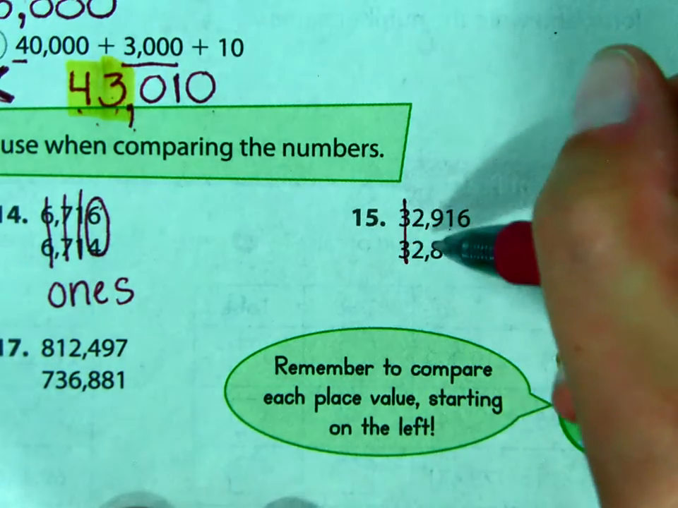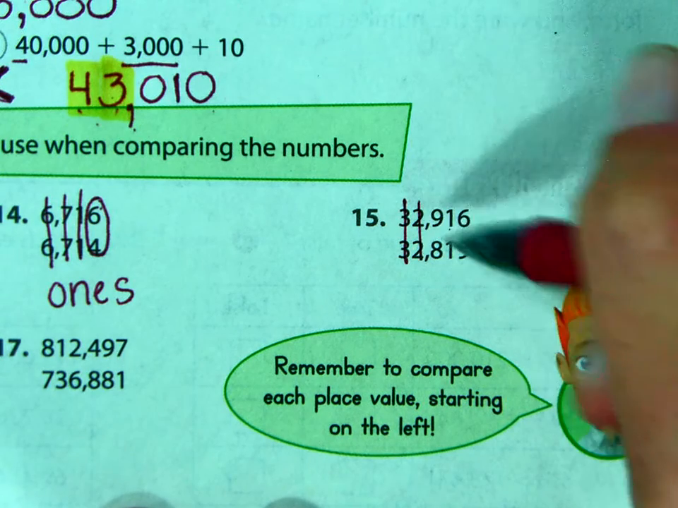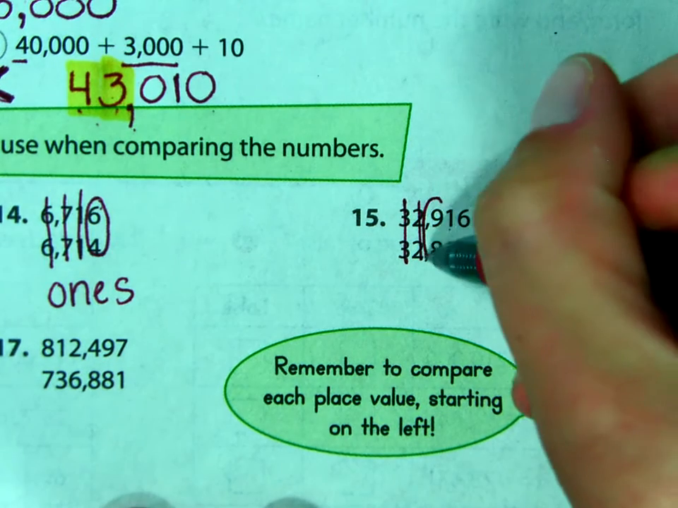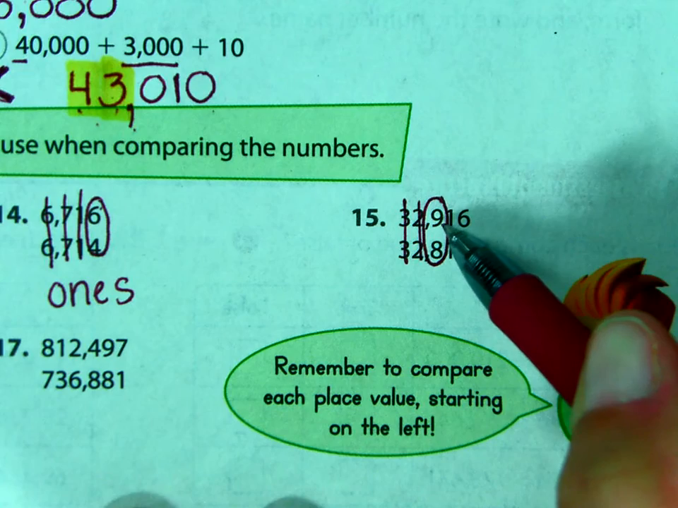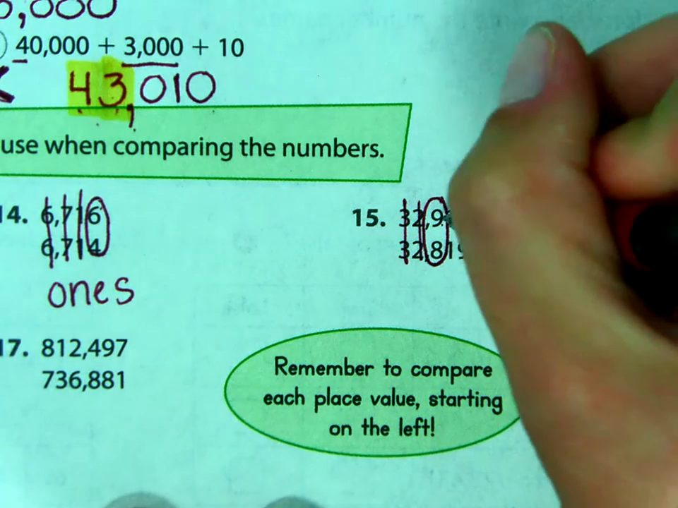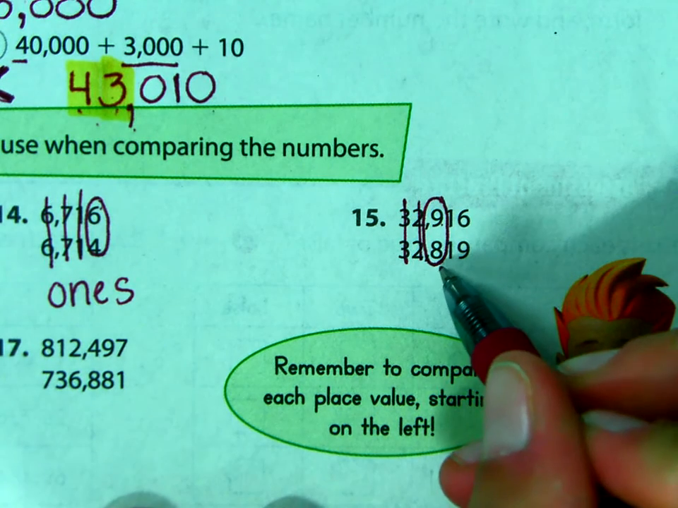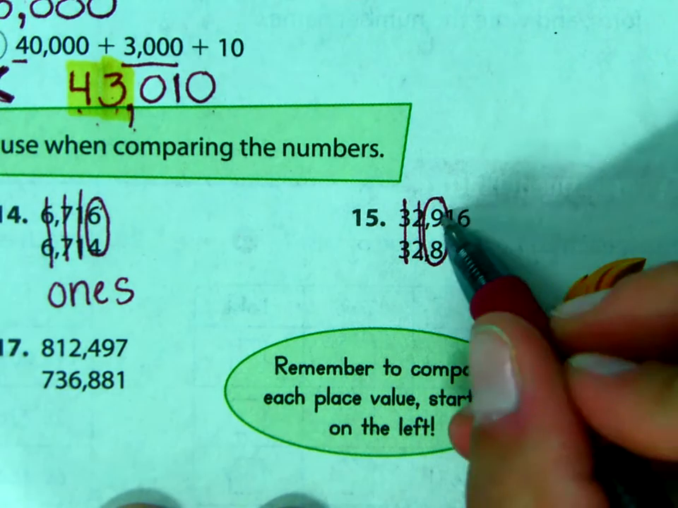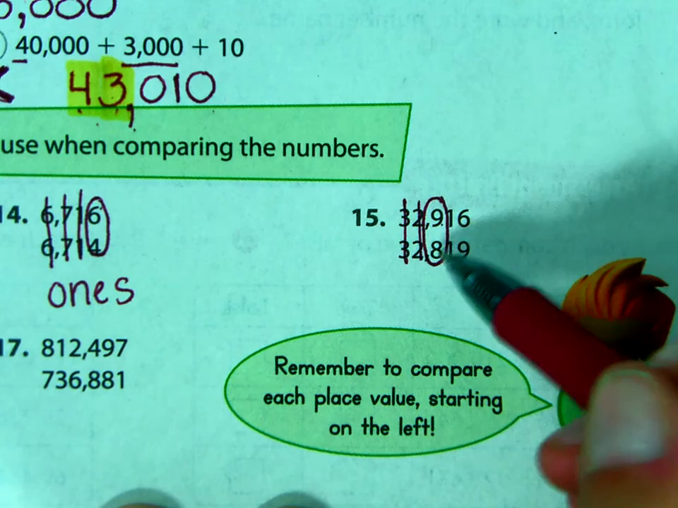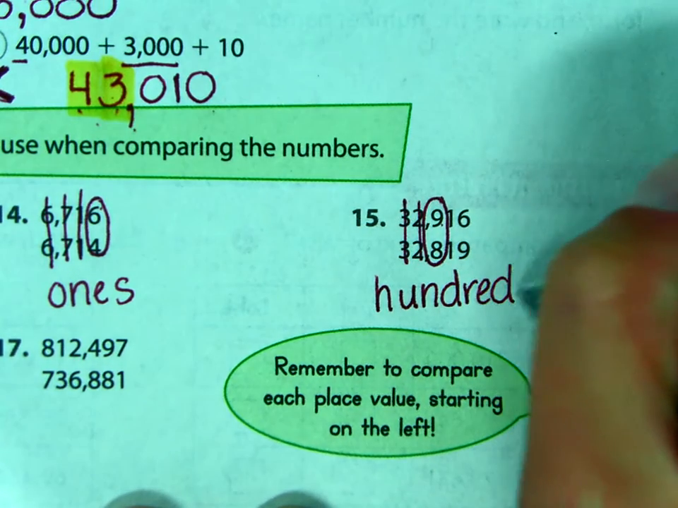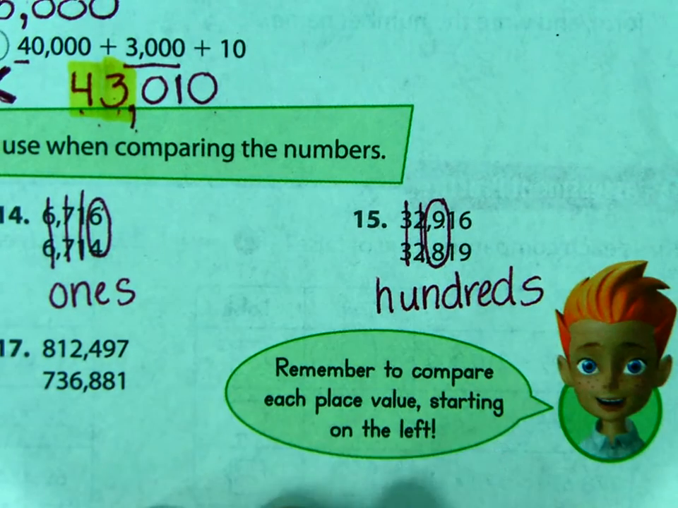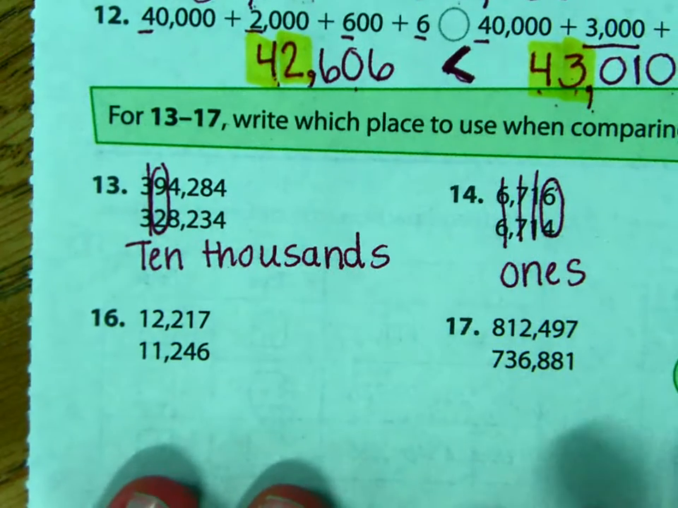Number 15. Same. Thousands place, same. Now when I look at the hundreds, I have 2 different numbers I can compare. A 9 in the hundreds place represents a value of 900. An 8 represents 800 or has a value of 800. So I am using this one, the 9, and that is in the hundreds place. Okay, we're doing great.